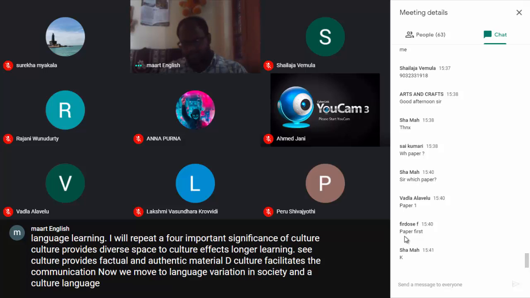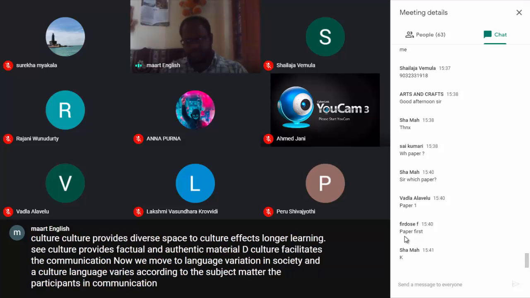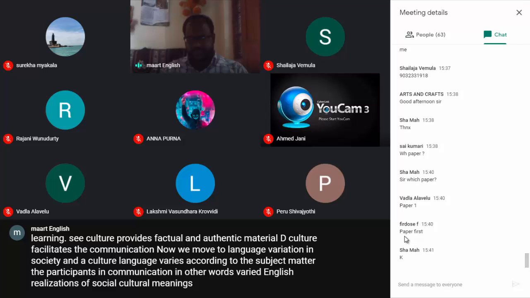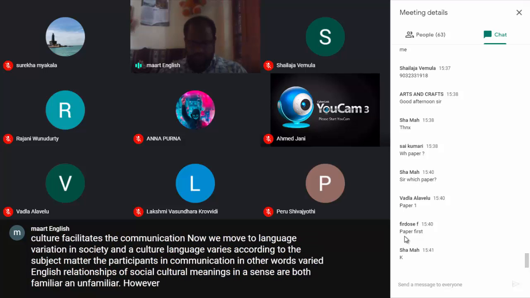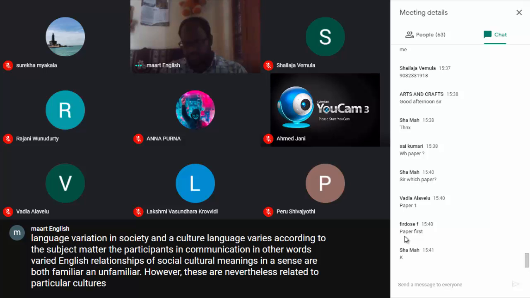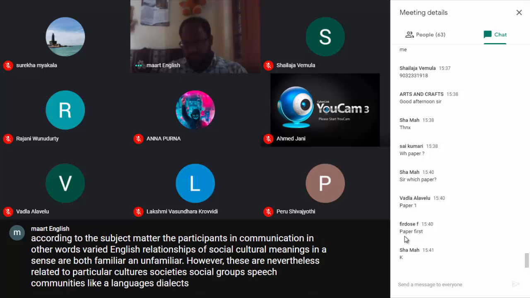Language varies according to the subject matter and the participants in communication. In other words, varied linguistic realizations of socio-cultural meanings are, in a sense, both familiar and unfamiliar. However, these are nevertheless relative to particular cultures, societies, social groups, speech communities, languages, dialects, and styles.